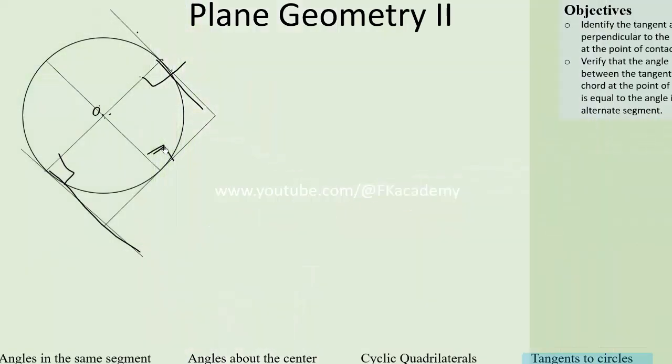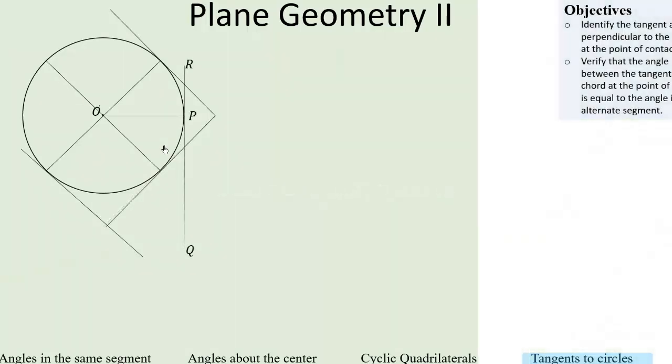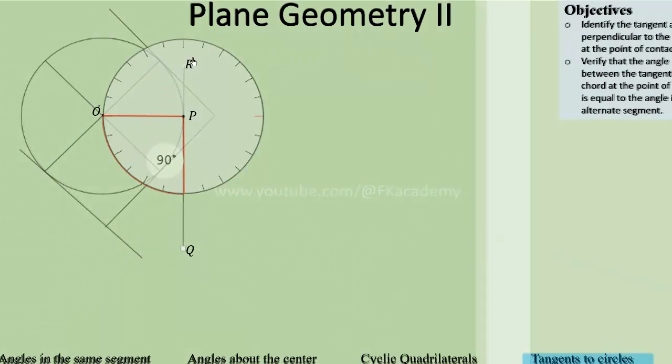We can also verify by measuring the angle using a protractor. So this is a radius, OP is a radius, QPR is a tangent. So let's measure with a protractor to verify. So you can see that the angle between the radius OP and the tangent QPR is 90 degrees.